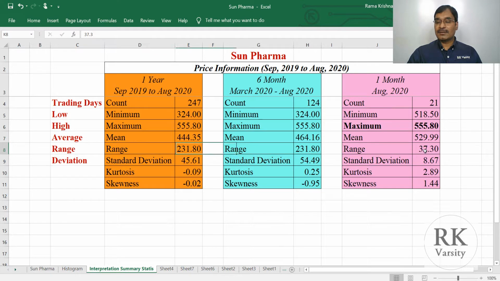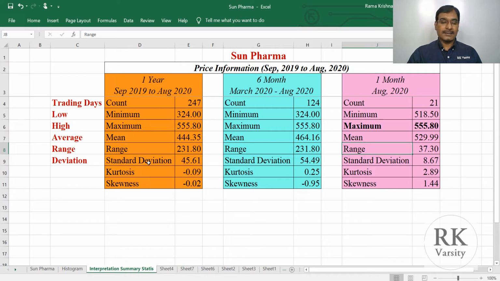Whereas in the month of August, the price range is rupees 37.30. So here we say that the range of 37.30 is very low. That means the stock is currently trading in a trading range.